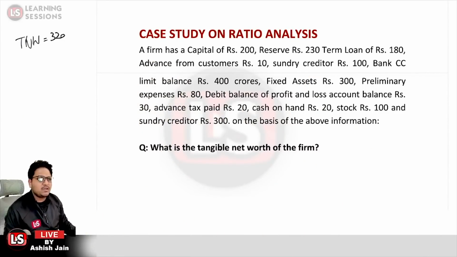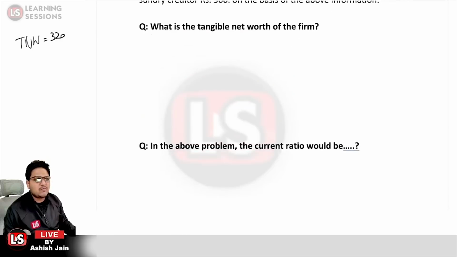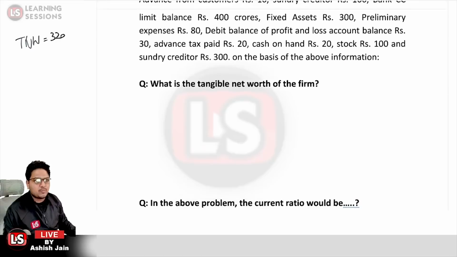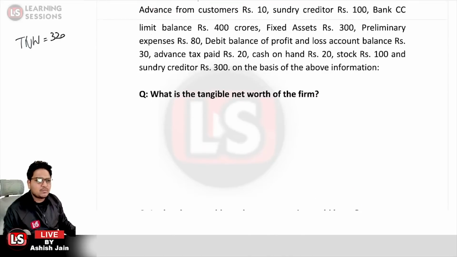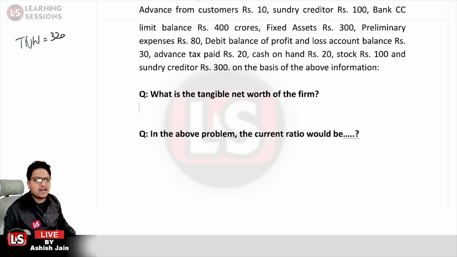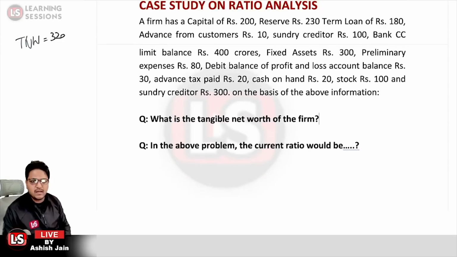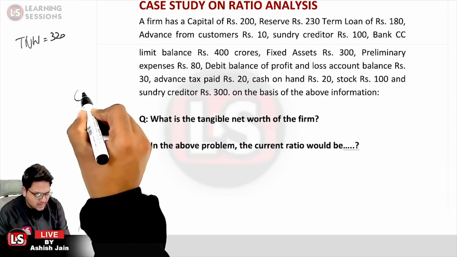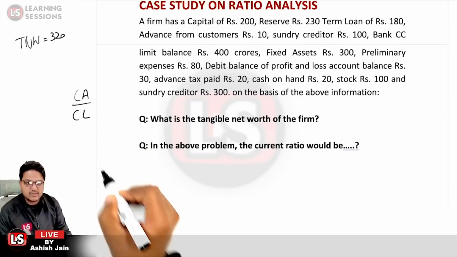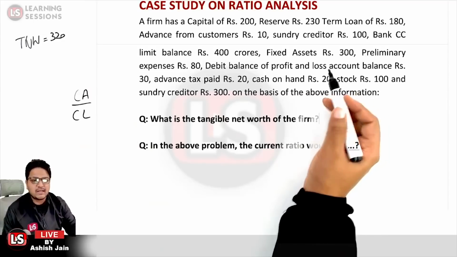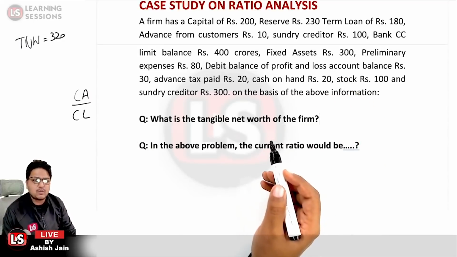Here the question says, in the above problem, what will be the current ratio? Now, what is actually the current ratio? What is the formula for the current ratio? It is current assets divided by current liabilities. Current ratio is equal to current assets divided by current liabilities. We need to look at which would be the current assets and which would be the current liabilities.